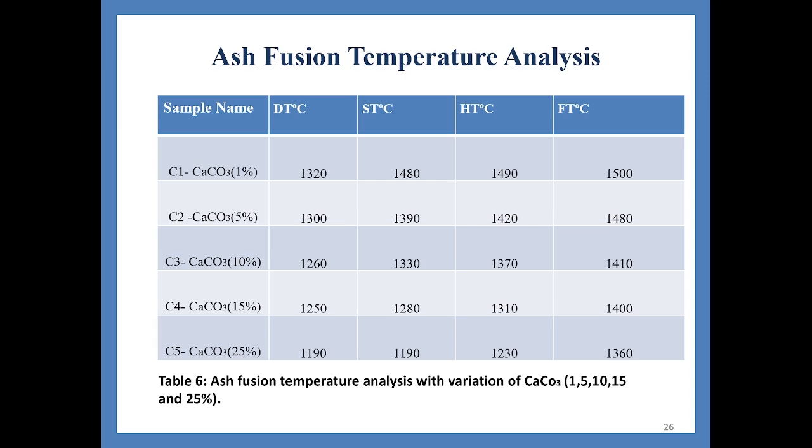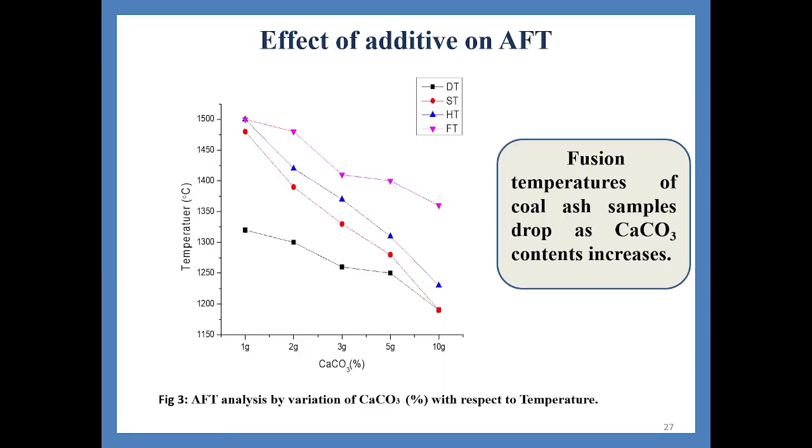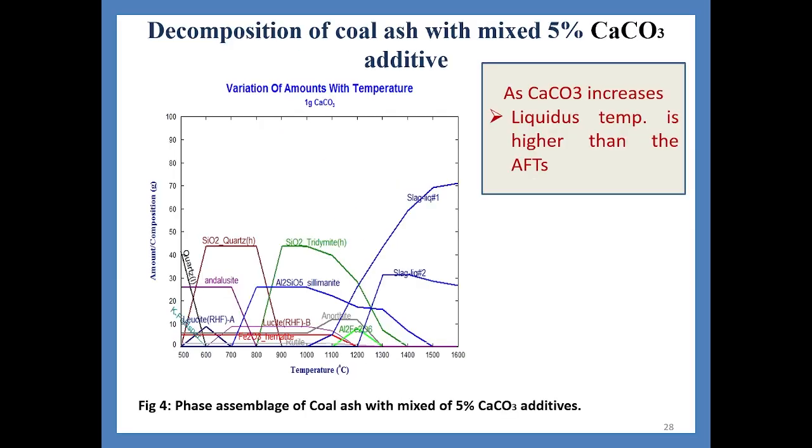Here the DT, deformation temperature. So, as the percentage of CaCO3 increases, it slowly decreases from this point up to 25. If we compare the 1% to 25%, it slowly decreases. Here the effect of additives on AFT: the fusion temperature of coal ash samples drops as CaCO3 content increases. From this, it is clearly visible.